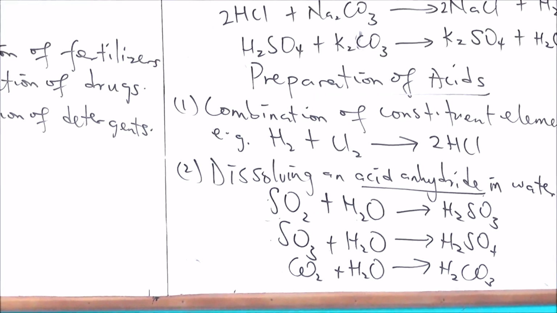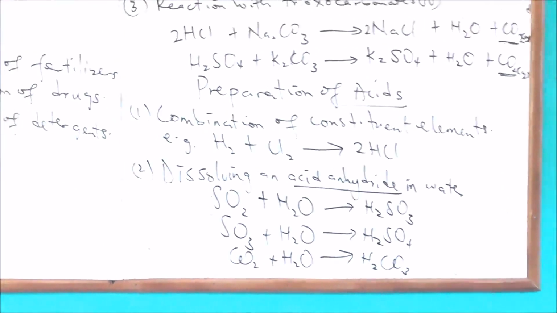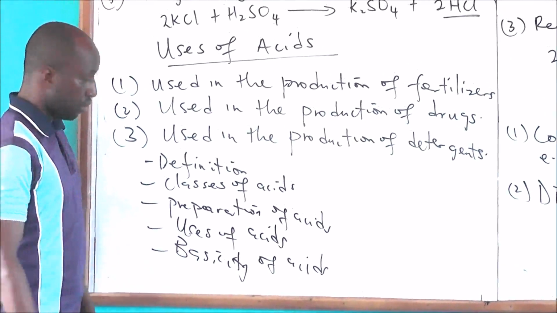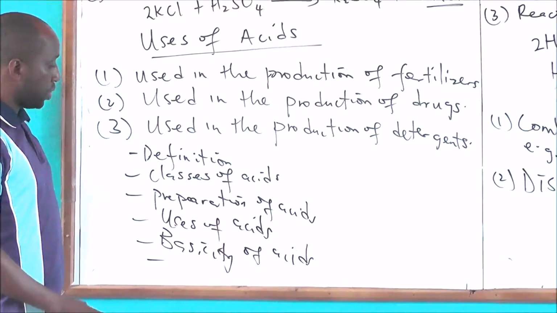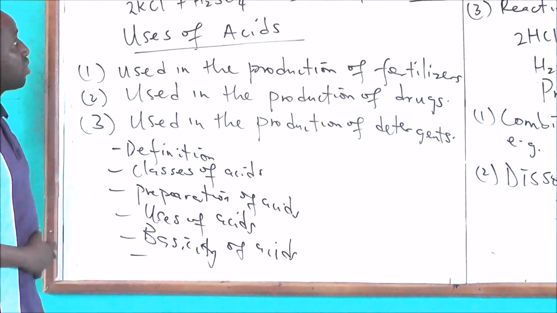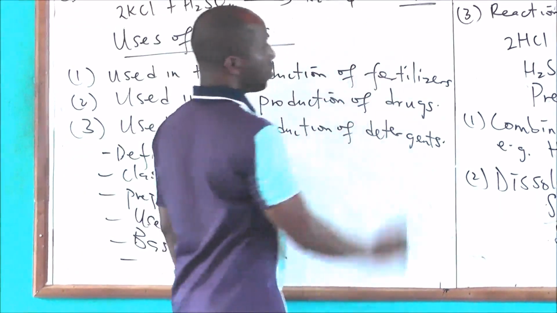Then we talked about the basicity of an acid: the number of replaceable hydrogen ions in one molecule of an acid, that's basicity. Then you should know your properties of acid, the physical properties and chemical properties. So in our next class, we'll be going to bases and salts.